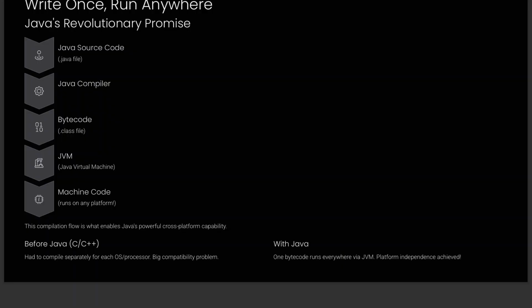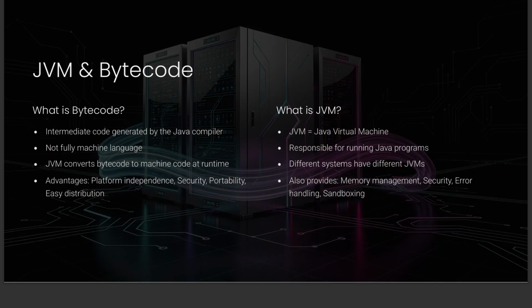Before Java, the code had to be compiled separately for each OS and processor, the platform. Basically, for a given platform, you had to compile your code again and generate the file. It was a big compatibility problem. And now with Java, the bytecode runs everywhere via your JVM, right? And now, what is your JVM and bytecode? The intermediate code, like we discussed in the flow, is your bytecode, and it is not fully machine language, it is just an intermediate code. Once your JVM reads this bytecode, it will convert it to machine-level code. JVM converts bytecode to machine code at runtime. And what are the advantages? It is platform independent. It provides security, portability, and easy distribution.